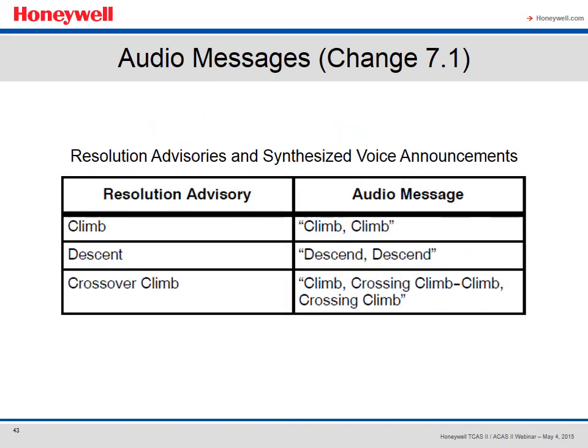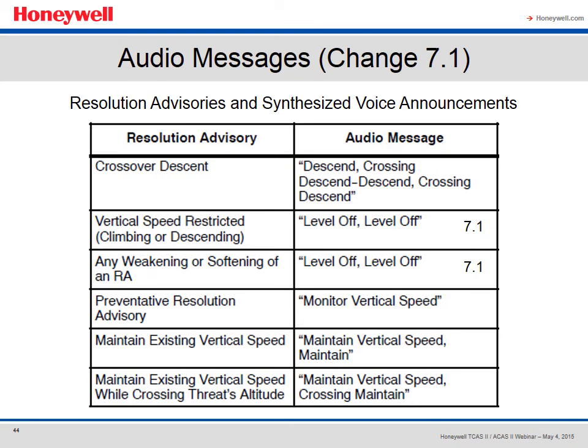The rest of these are resolution advisories, too many for one slide, so I broke them into two slides. The first group here are probably the most commonly heard. And then these are the rest of the resolution advisories. Note, I pointed out which two there are 7.1 changes for vertical speed restricted, including climbing and descending, level off, and any weakening or softening of a resolution advisory will also produce a level off, level off.